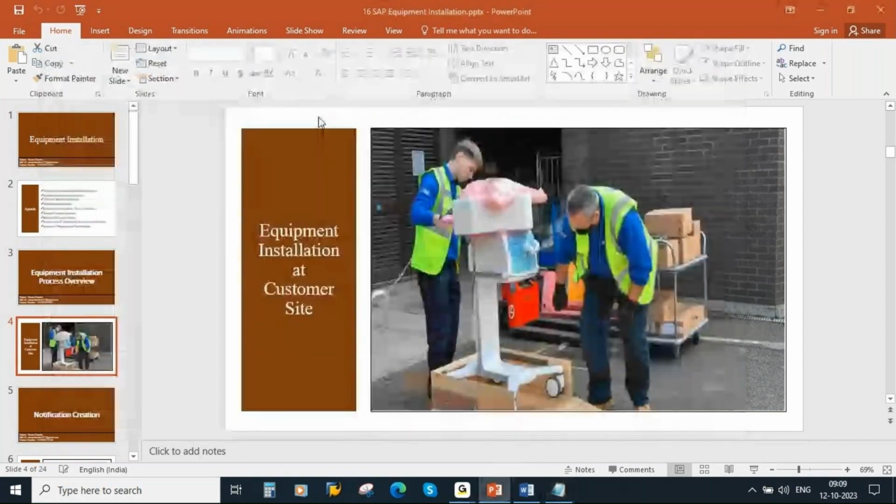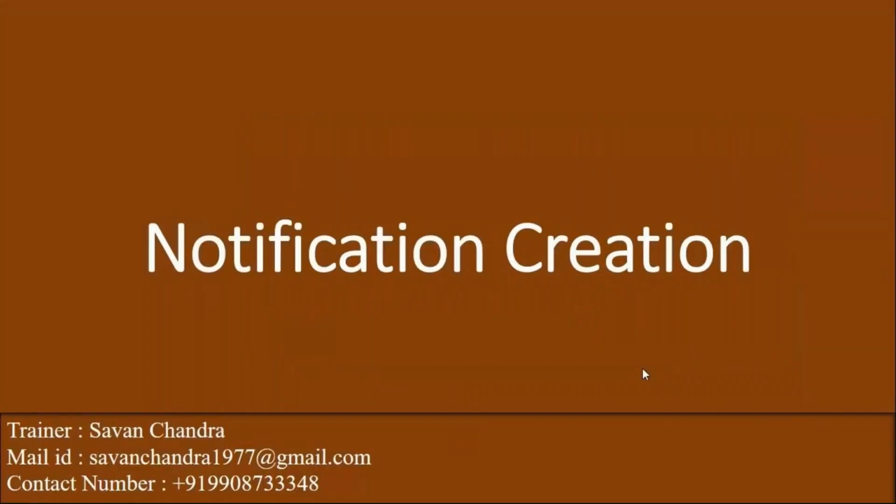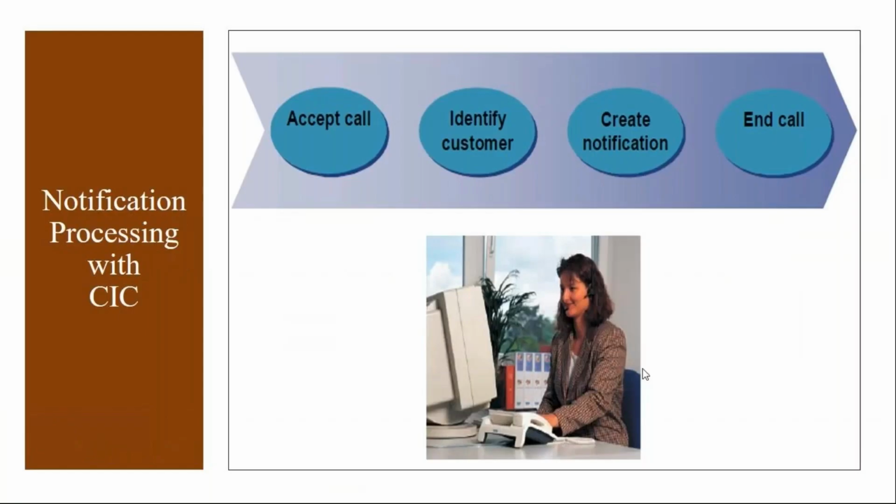For this, the first step is to create a notification. The customer calls our customer care center, CIC, the customer information center. They receive the call, accept the call, and identify the customer first. Using that information, they will create a notification, which is like a customer request or customer inquiry. And then they will end the call. This will be done by the CIC customer service agent. We will understand what a notification is.